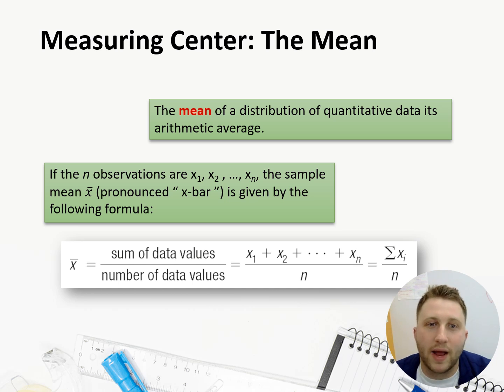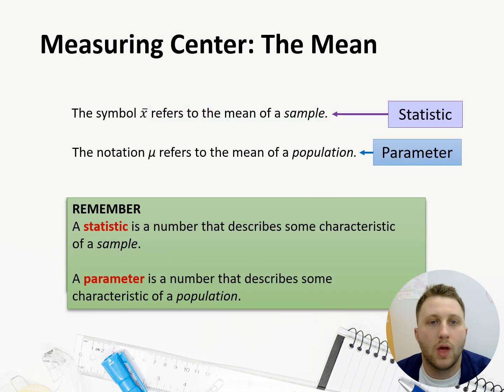The mean, on the other hand, is the balance point of a distribution. So it's the arithmetic average. And the way that you find it is you add up all the values in the list and you divide by the number of numbers. Again, our symbol for the sample mean is x bar. Our symbol for population mean is mu, the Greek letter mu, lowercase mu.